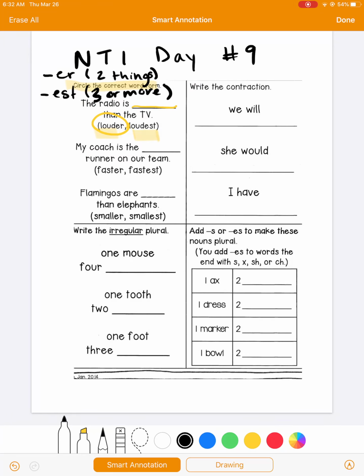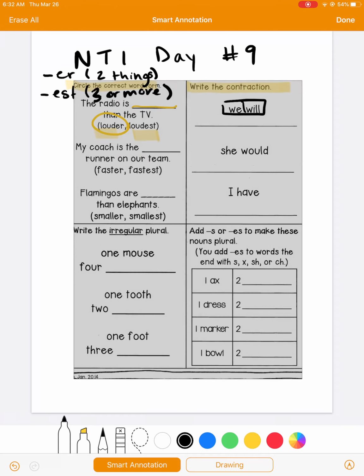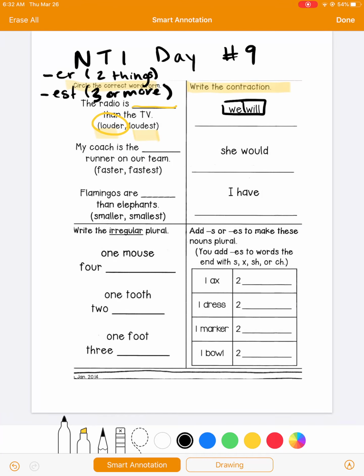Now let's look at write the contraction. We started talking about this right before we left, and I know that most of you have seen this in first grade as well. It is when you take 2 words and you combine them with an apostrophe. So we will. Okay, so when we take this, we are going to take W-E apostrophe L-L. So we will. That one's probably one of the hardest ones.